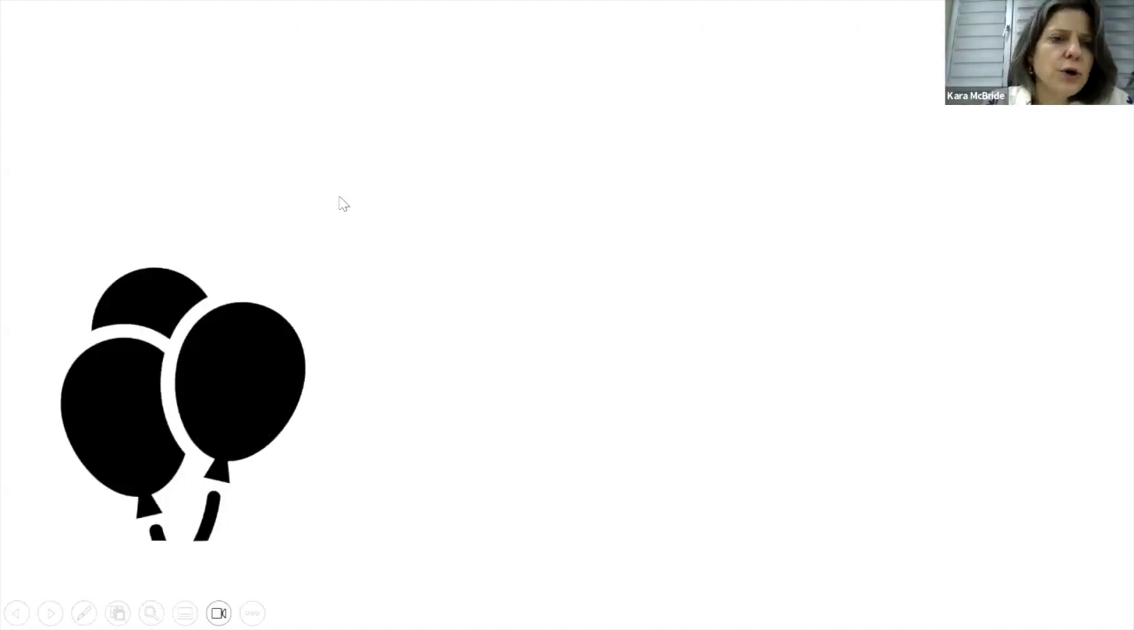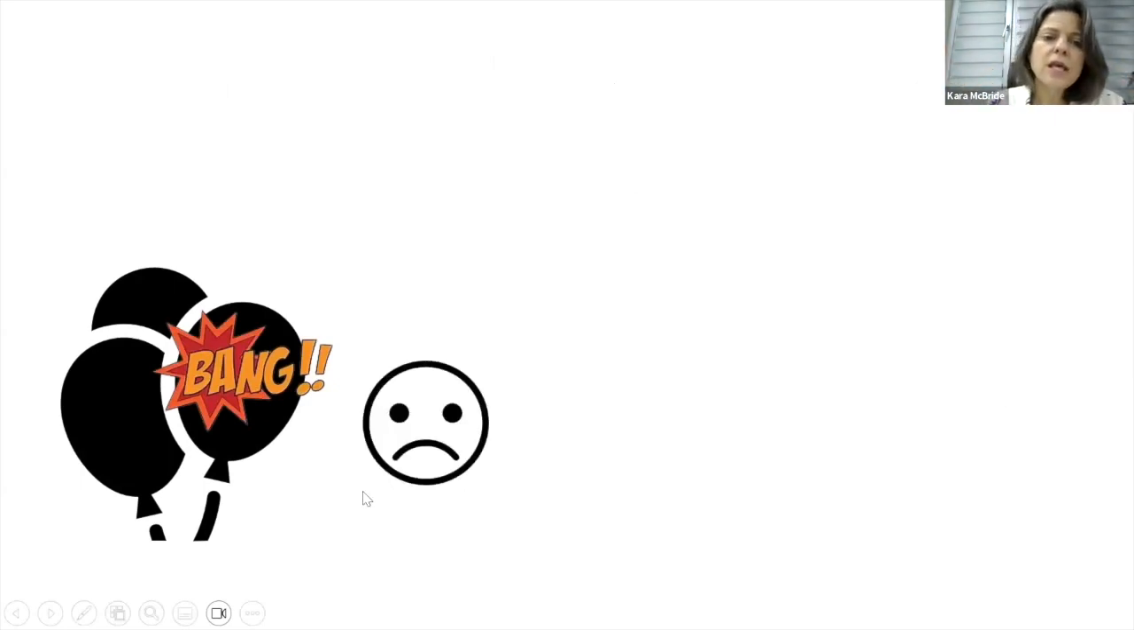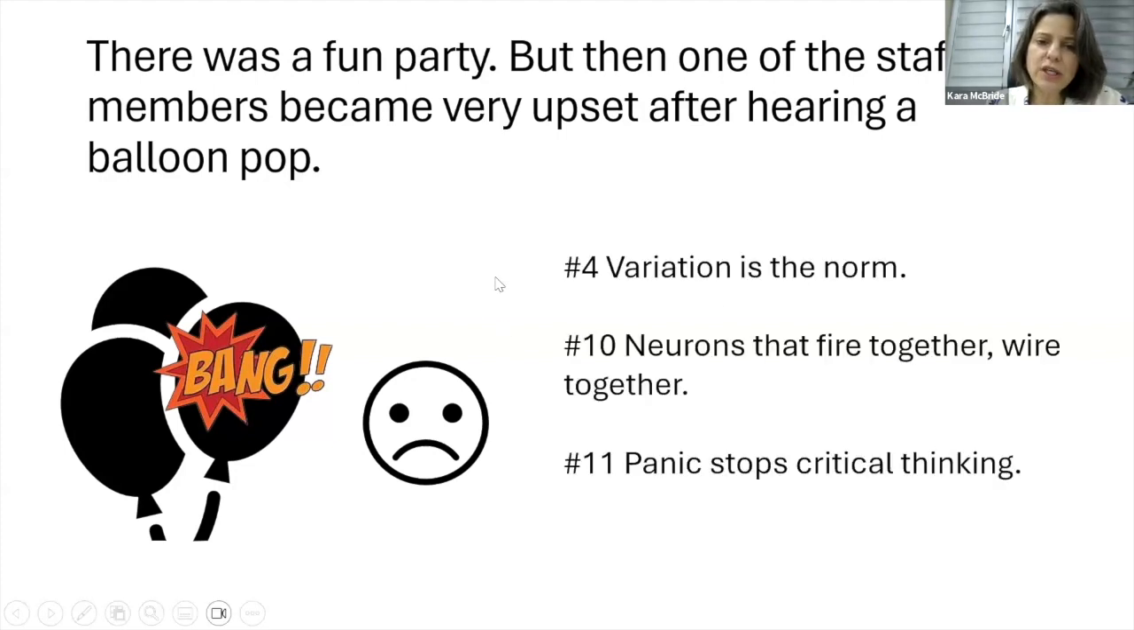Let's look at one more. Okay, so here's the last one. Jahangir has this great staff and things are going really well, so they're celebrating, but bang, one of the balloons popped and somebody in the room became very upset at that point. So what do you think is going on there?